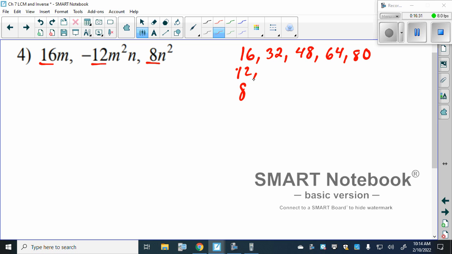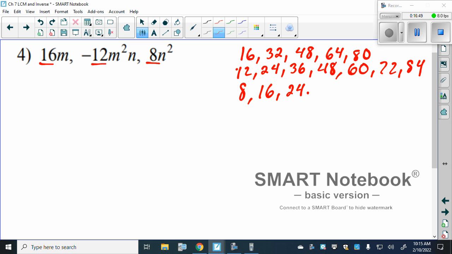Now 12, 24, 36, 48, and then it would be 60, 72, 84. Here we have 8, 16, 24, 32, 40, 48.